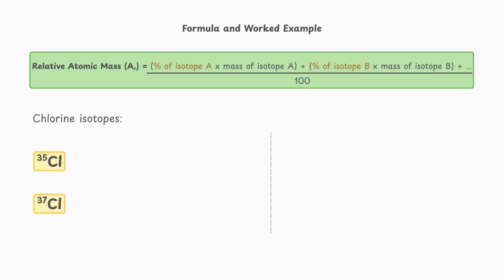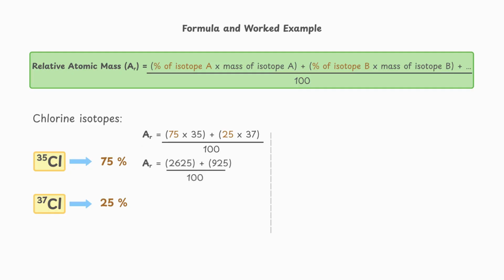Chlorine has two main isotopes, chlorine-35 and chlorine-37. Chlorine-35 is more common, so it affects the average more. Let's calculate the relative atomic mass of chlorine. First, write the formula. Multiply each isotope's mass by its percentage abundance, then divide by 100. Chlorine-35 is 75%, so 75 multiplied by 35 equals 2,625. Chlorine-37 is 25%, so 25 multiplied by 37 equals 925.